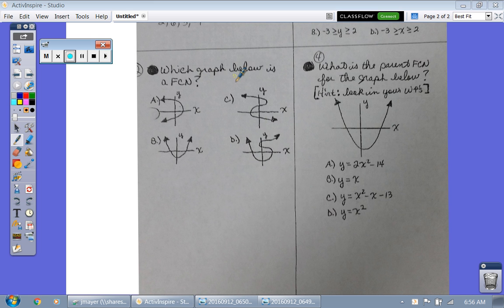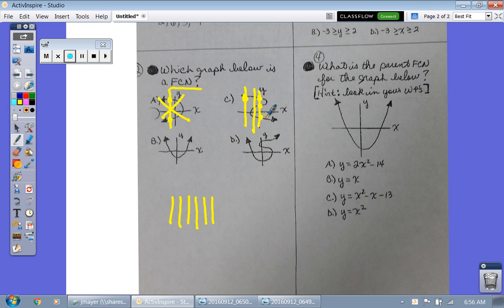Question 2, which graph below is a function? We're going to do the vertical line test. The vertical line test is whenever you're drawing lines that are up and down vertically, and we're testing to see if it only hits the graph one time. So if I do the vertical line test here, I hit it twice, that is not a function. If I do the vertical line test here, you see it hits it once, but look what happens when I start doing the vertical line test here.